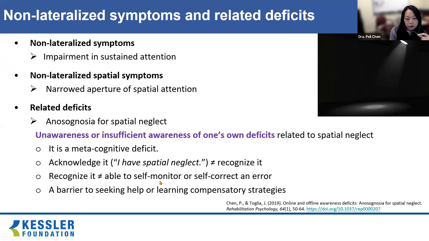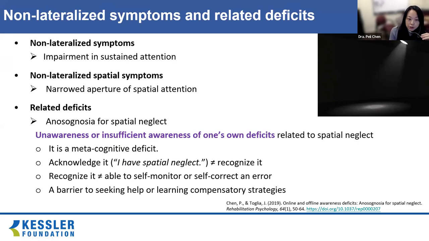They have difficulty self-monitoring and self-correcting their own errors when they're doing a task. This is a big problem because it's a barrier for them to seek help or learn compensatory strategies. You cannot learn a compensatory strategy if you don't believe you have the disorder. You will not change your behavior, right? So this is a big problem when treating patients who have spatial neglect.